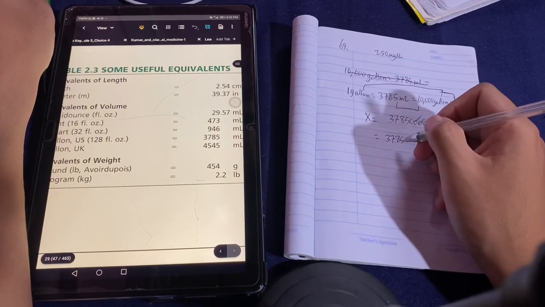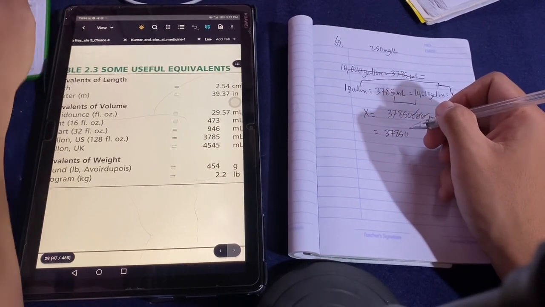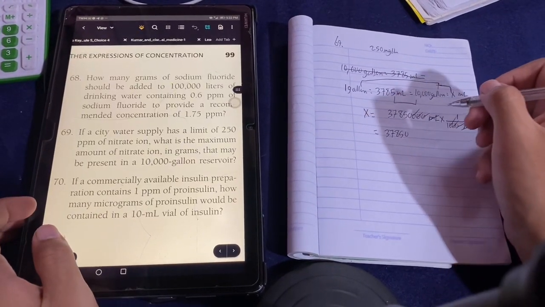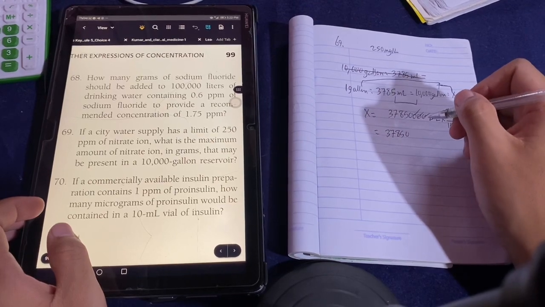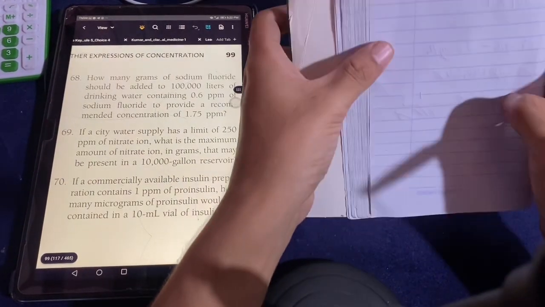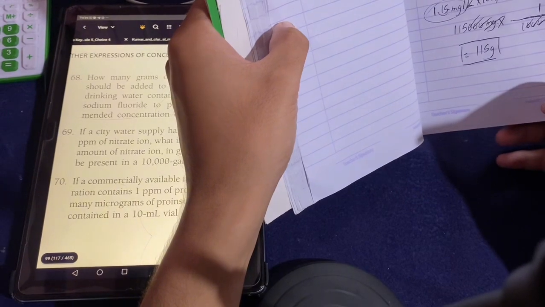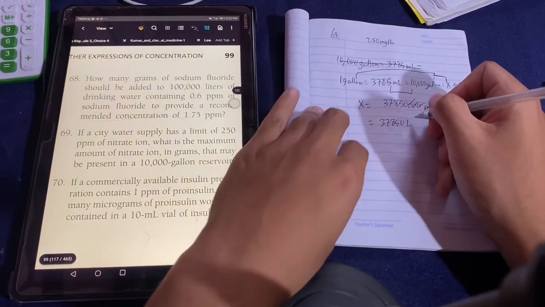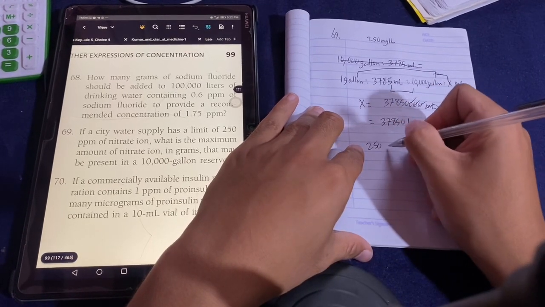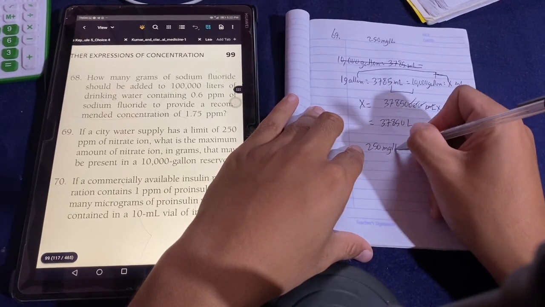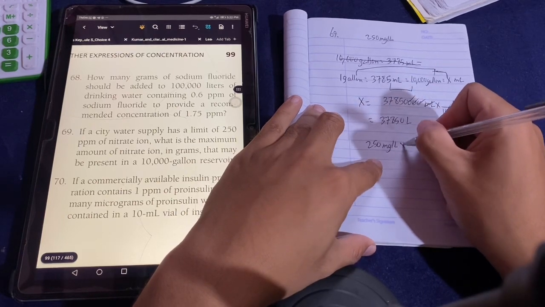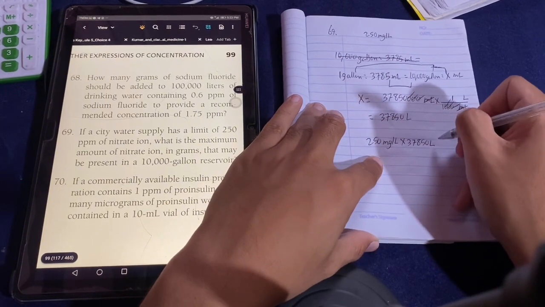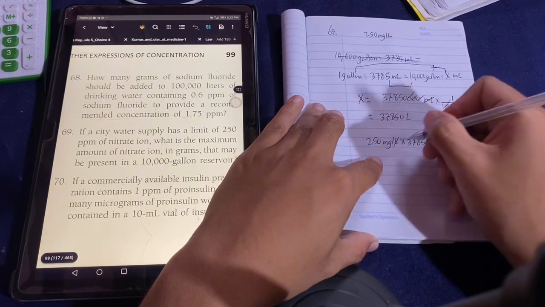So andito na, guys. Ang gagawin natin is very simple. Balik tayo sa question natin. Ano bang ginawa natin sa 68? If you remember, parang tinimes natin sila. So yun, ito ay liter. So 250 milligrams per liter times 37,850 liter. So ang liter ma-cancel out siya with liter.